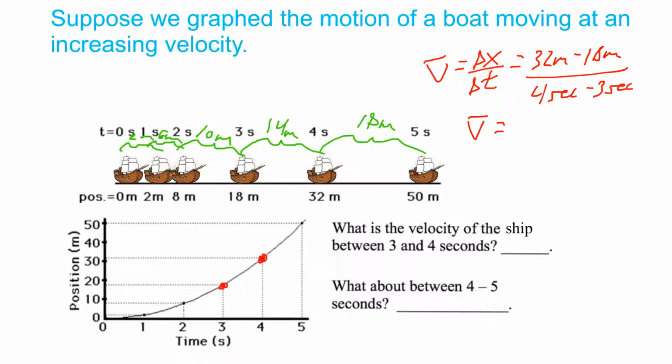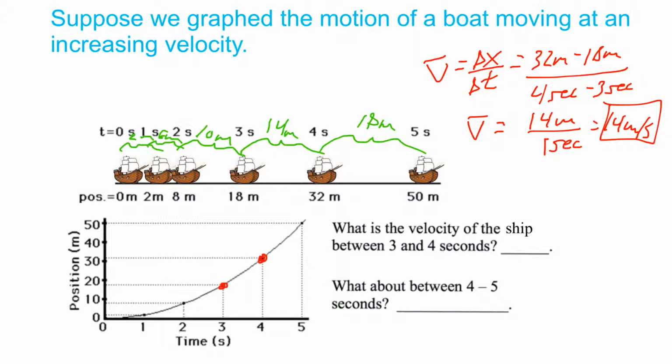Alright, so let's calculate our average velocity. 32 minus 18 is just what we calculated up here, 14. So 14 meters, and then 4 minus 3 is 1 second. So 14 meters per second is the velocity of the ship in this section of the graph. Remember, I just calculated this one was 18, so we can see the ship sped up and went from 14 to 18. And the question we asked in the previous graph was, what if the slope of the line were steeper? And we said that the velocity would increase.